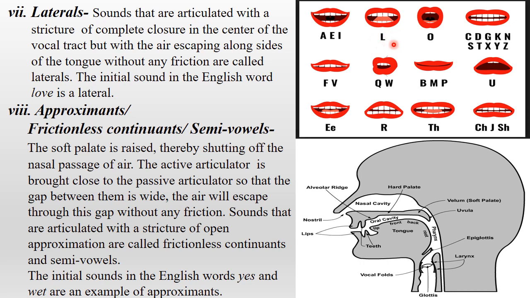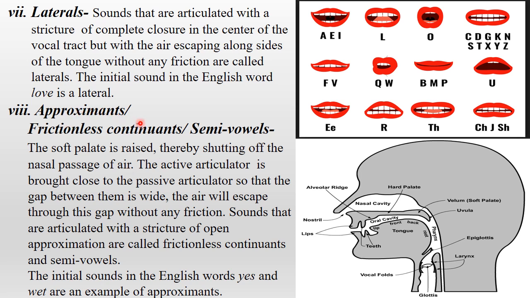And the initial sound in the English word love, that is L, is a lateral. Here you can see the center of the mouth and the center of the vocal tract is shut and air is escaping through the sides. So the L sound is an example of laterals.